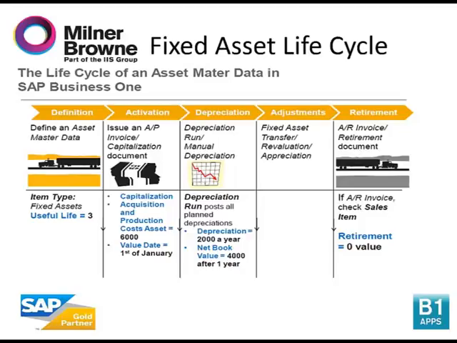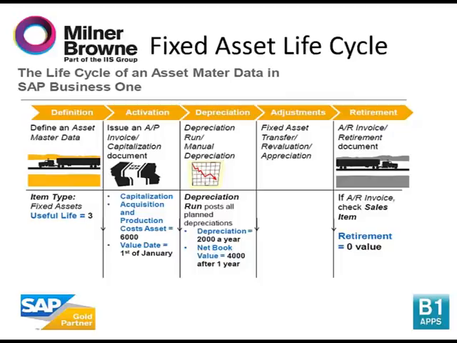So we've reached the end of life. We've reached the useful life of the asset in question. So what is the next step? Of course, retirement. The retirement is done through an AR invoice, activated through an AR invoice, and the AR invoice then subsequently records a retirement document, at which point, of course, the retirement value will be equal to 0. So it's reached its end of life.